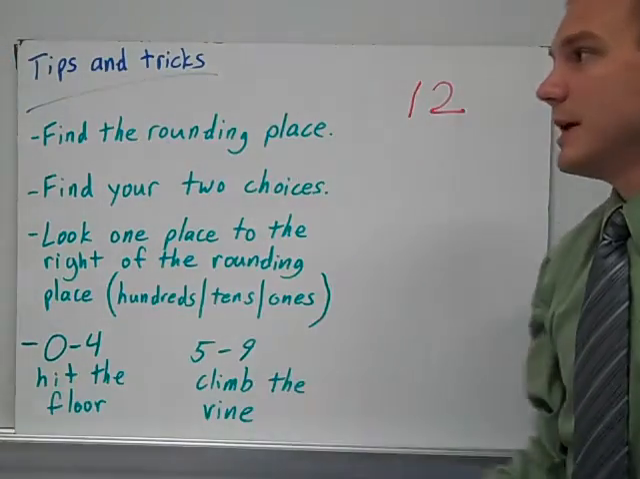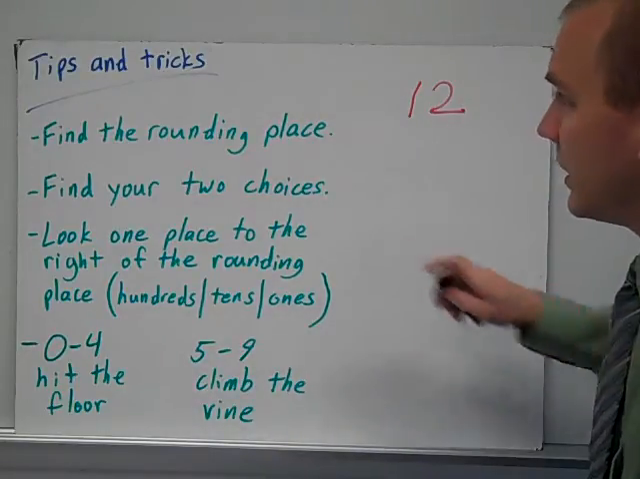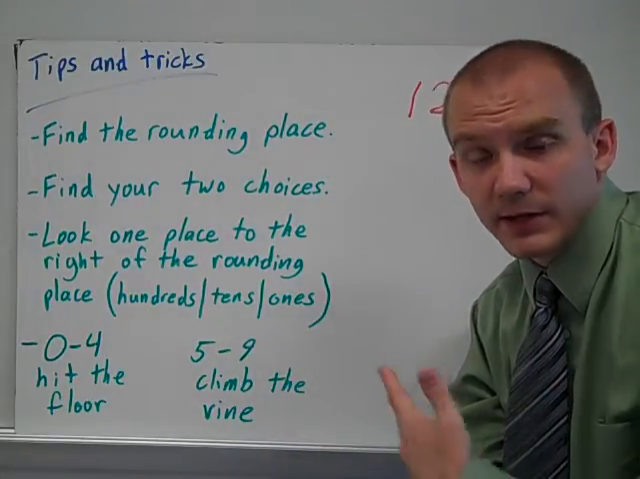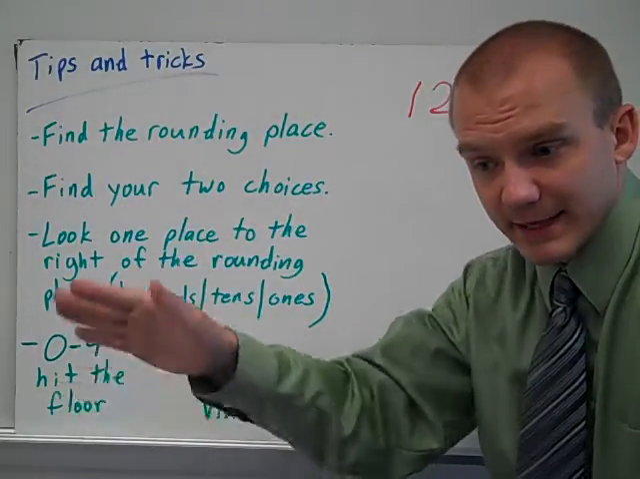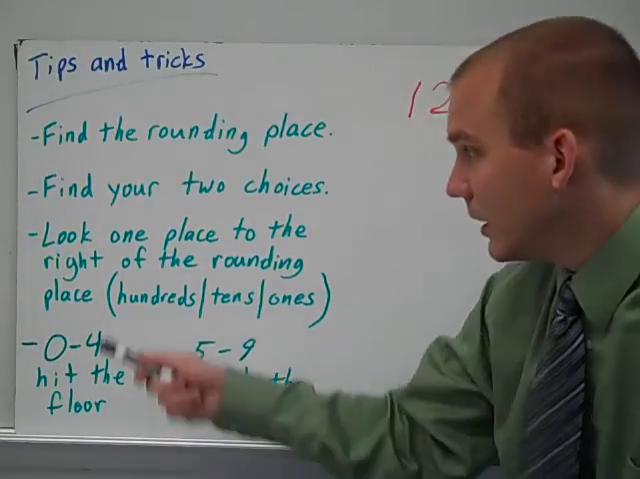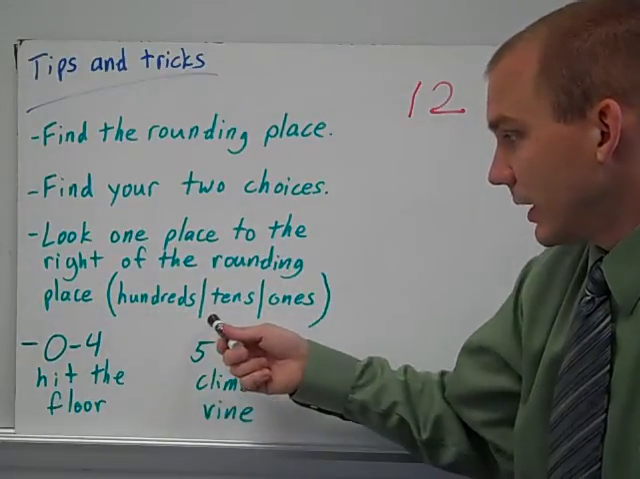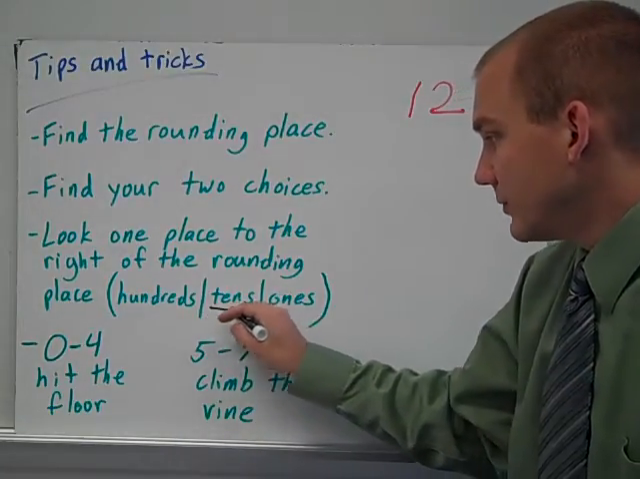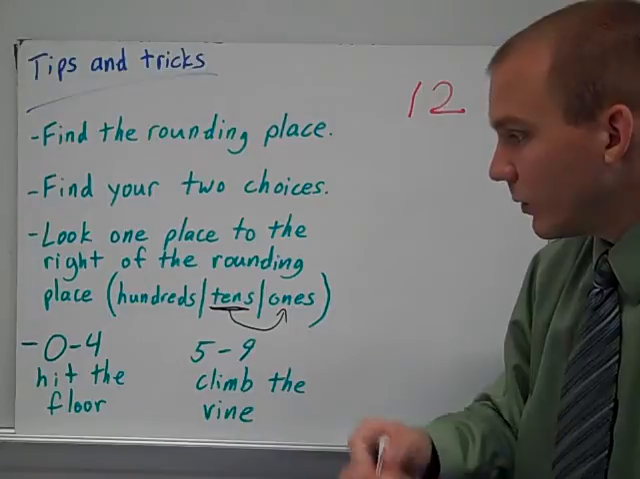All right, here are some tips and tricks for rounding. I'm going to go over them and then we're going to do it with the number 12. First thing you need to do is find the rounding place, whether it be the tens or the hundreds or whatever. In this case, we're looking at the tens. Then find your two choices. Remember before we looked at 50 and 60, 170, 180. Find those two choices, the tens on both sides of that number. Look one place to the right of the rounding place. So if you're in the hundreds, you look to the tens. If you're in the tens, you look to the ones. In this case, we're rounding to the tens, so we're going to look at the ones at this step. Then we have to make a choice.